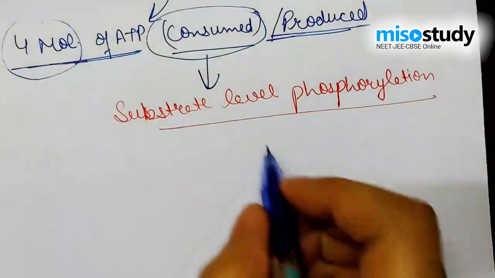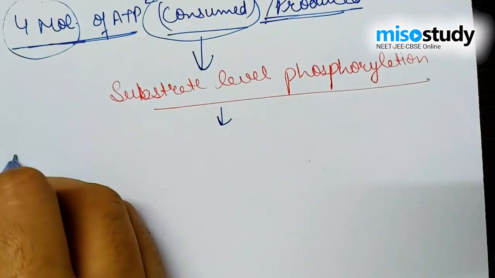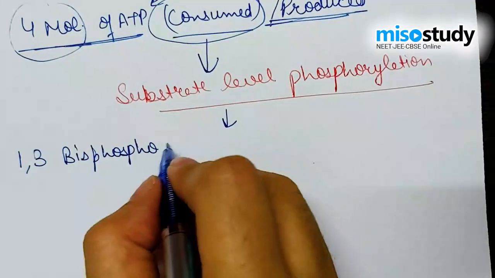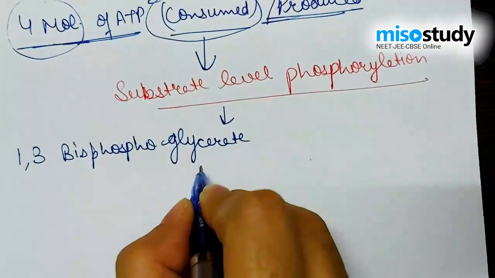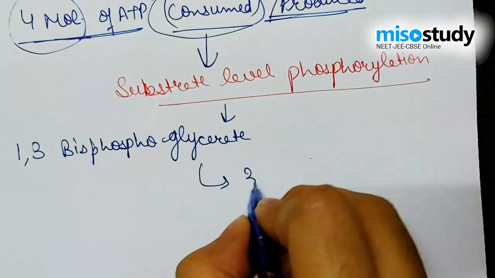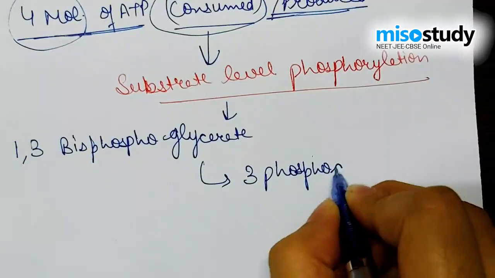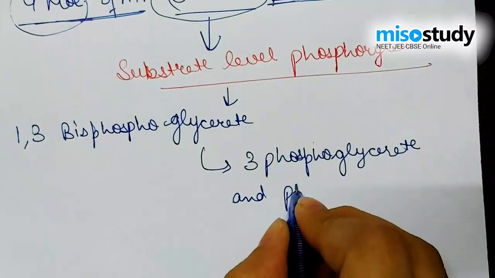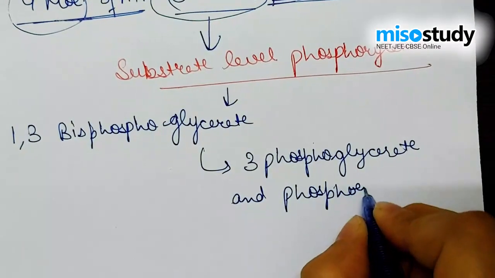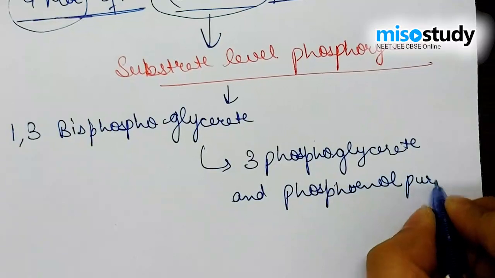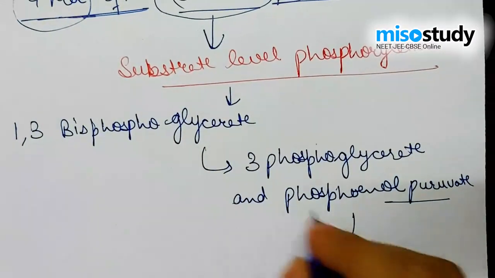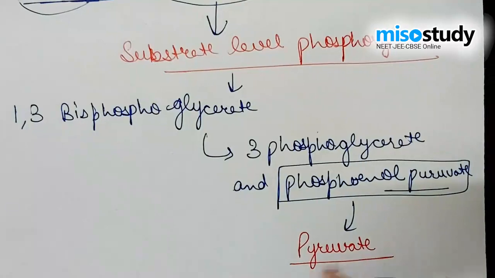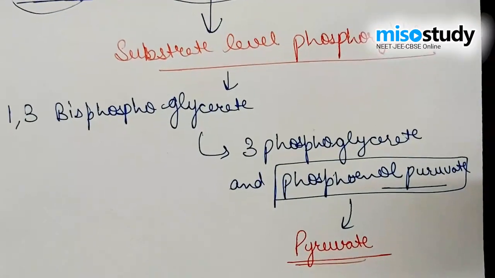And that phosphorylation actually includes the conversion of 1,3-bisphosphoglycerate to 3-phosphoglycerate and phosphoenol pyruvate to pyruvate. Phosphoenol pyruvate to the pyruvate.